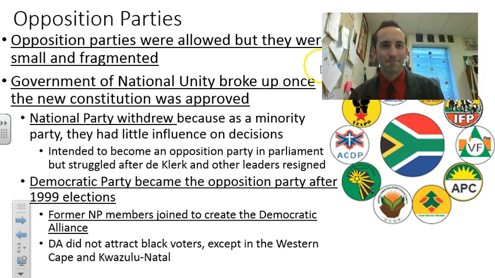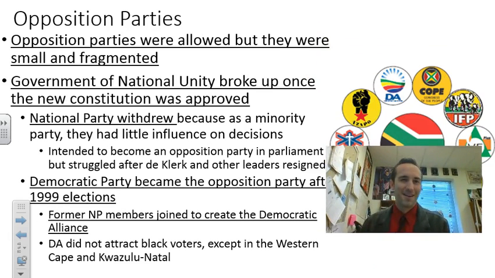Opposition parties were allowed, but they're very small and fragmented. The ANC dominates, but there's all these other little parties that try to get their word in. The Government of National Unity broke up once the new constitution was approved. They didn't really need the old government anymore. So the National Party's out, and it goes off to die. Because as a minority party, they really had little influence on decisions.